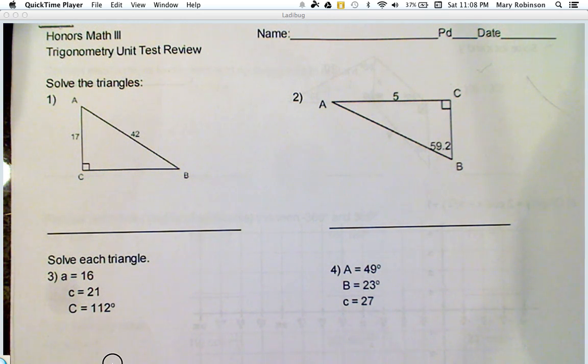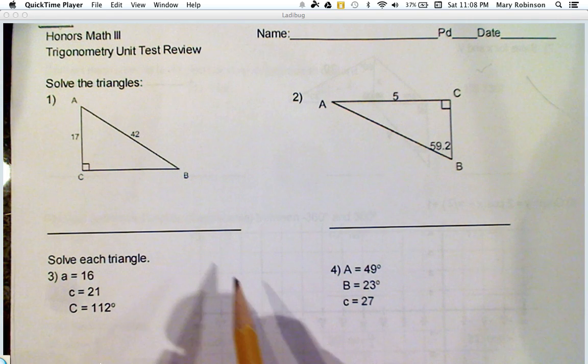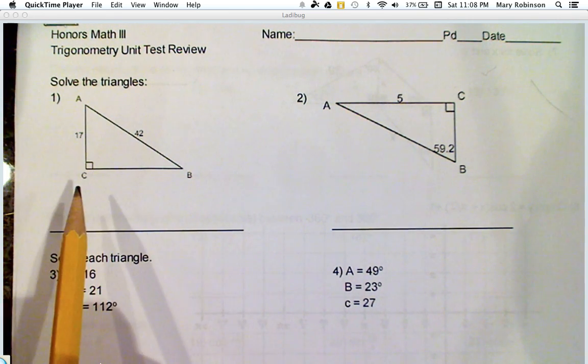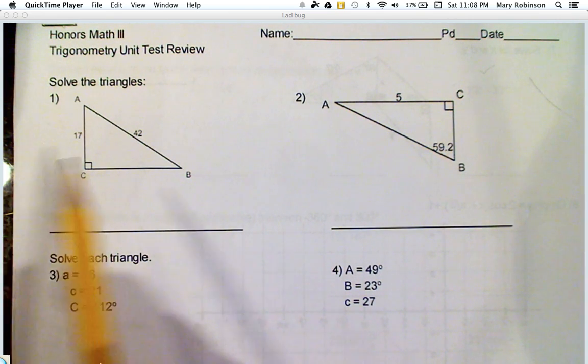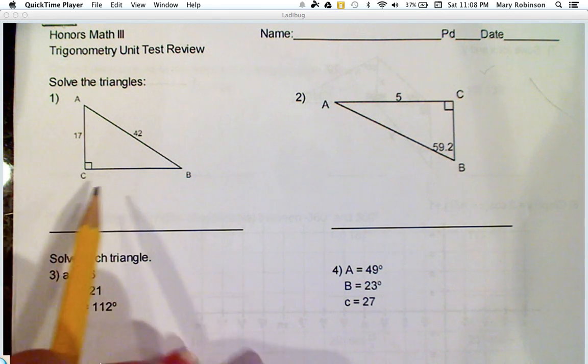In this video, I'll be covering the front page of the Trig test review, problems 1 through 6, dealing with solving triangles. When we take a look at number 1, we should first notice that we have a right triangle, so we should use SOHCAHTOA.